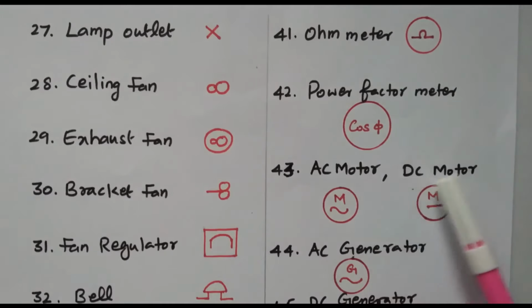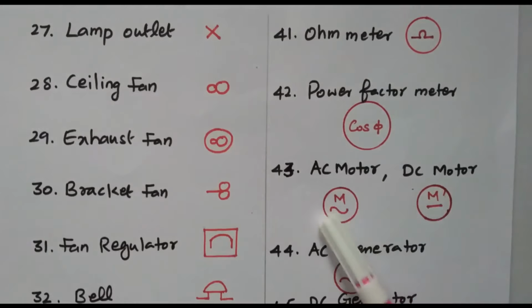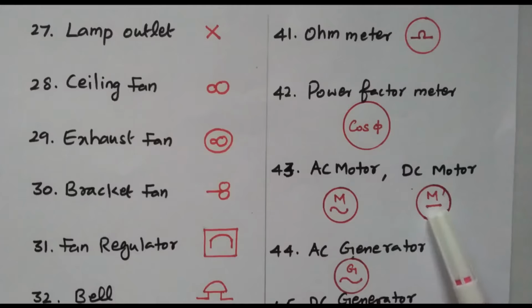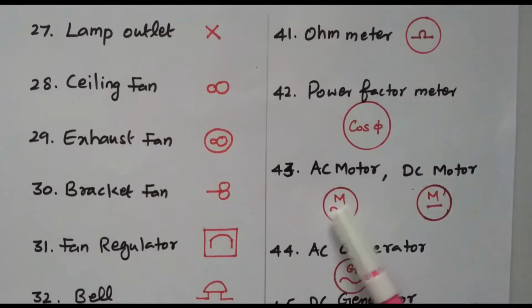Then AC motor or DC motor. A circle with M is available. DC motor means a straight line, DC current. AC motor means a sine wave. So this M represents motor. This sinusoidal wave represents AC. This straight line represents DC.